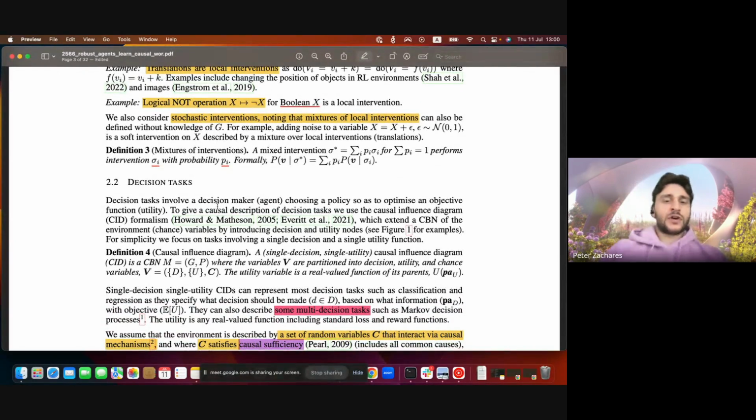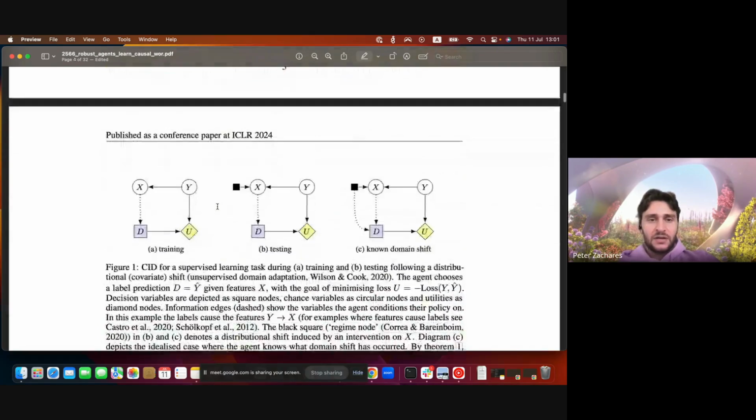Okay, so we've gone over causal models. Now let's talk about decision tasks. So I'll just read this out. Decision tasks involve a decision maker agent choosing a policy so as to optimize an objective function. To give a causal description of decision tasks, we use the causal influence diagram. I don't have to read out the rest. So let's go to that diagram again.